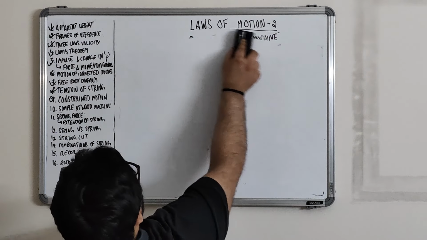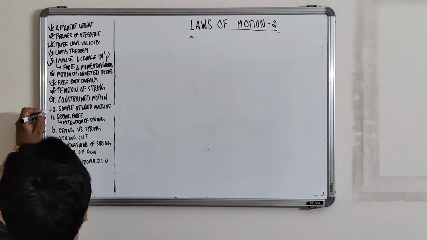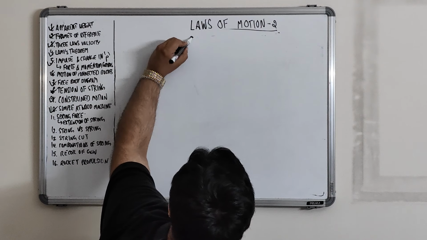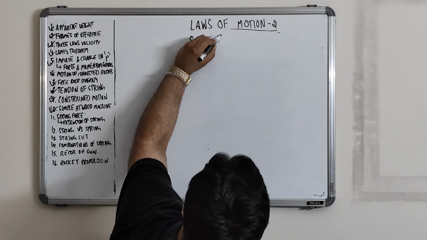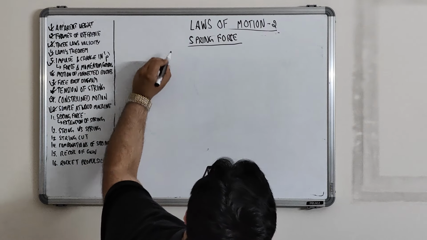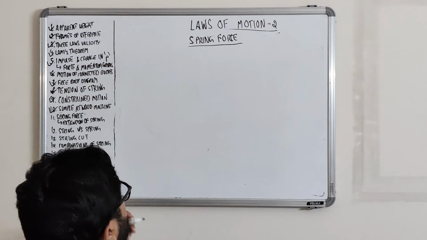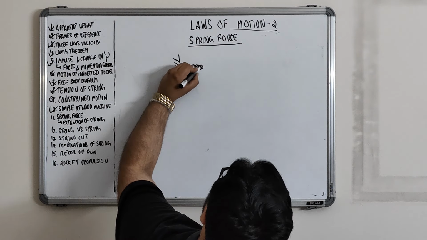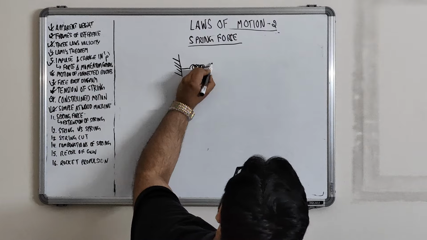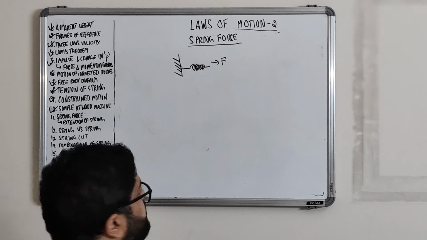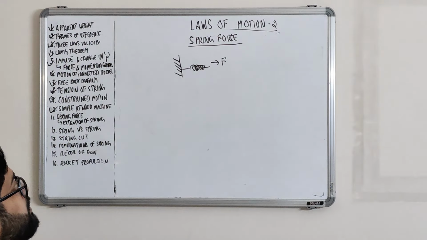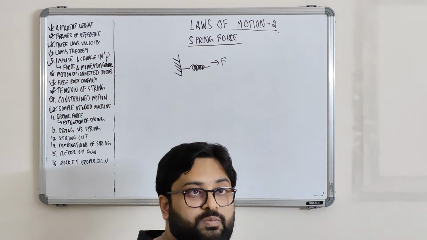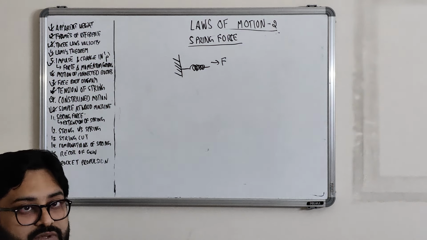That was simple Atwood machine. Let's talk about spring force. What is spring force? Imagine there is this spring, and there is a force applied to it. Why have I drawn it horizontally? Because we are not going to assume the influence of gravity on this spring right now. It will be used later on, but not right now.